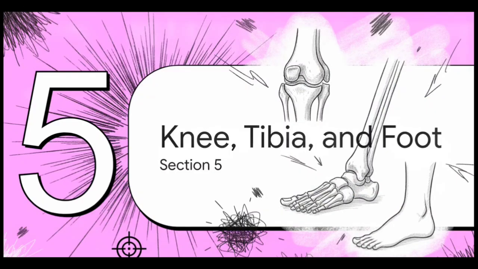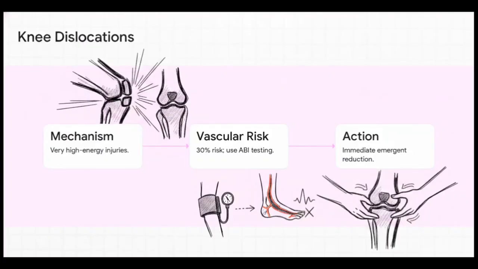Section 5, knee, tibia, and foot. Knee dislocations are highly limb-threatening. They carry a massive 30% incidence of vascular injury. What does that mean for you? It means pedal pulses just aren't enough. You need to check ankle brachial indices. The source material explicitly points out that pedal pulse exams only have a 79% sensitivity for detecting significant vascular injury. So reduce these emergently even before radiographs are taken if you have to.